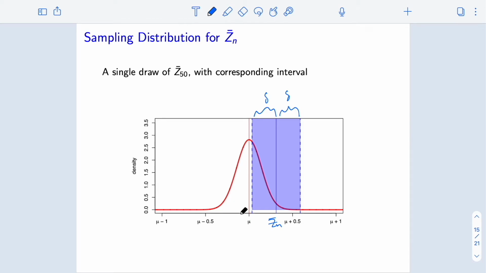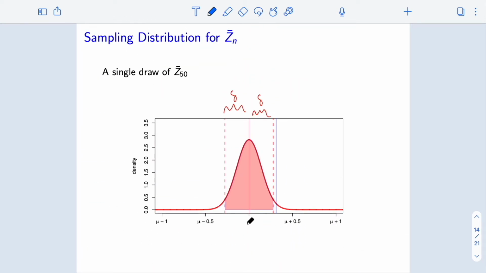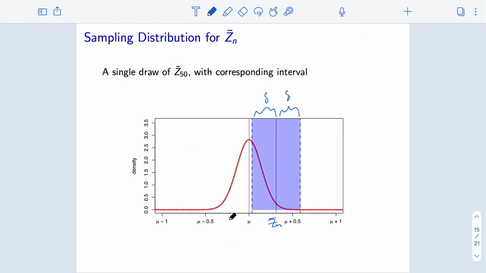Right? And both of those are basically asking this question: is the distance between mu and z bar n greater than delta, or is it less than delta? So again, this is a little subtle, but we look at the width of the sampling distribution, we identify this sort of width such that 95% of the time the sample mean will fall within delta of mu, and then we note that if we draw an interval with that same width, 95% of the time, that interval should capture the true mean mu.